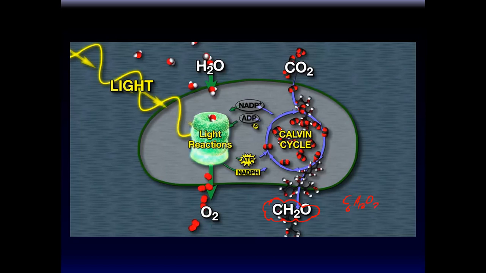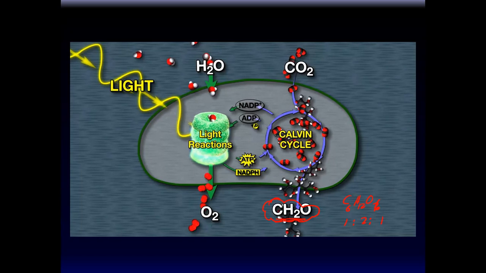C6H12O6. Now the basic formula is CH2O because this is a 1 to 2 to 1 ratio. So this is the basic formula for carbohydrates, right? If you have starch, which is just a whole bunch of glucose molecules attached one after another, the ratio of carbon to hydrogen to oxygen would be 1 to 2 to 1. So CH2O is the basic formula that represents sugars. Okay, and that's the Calvin cycle.